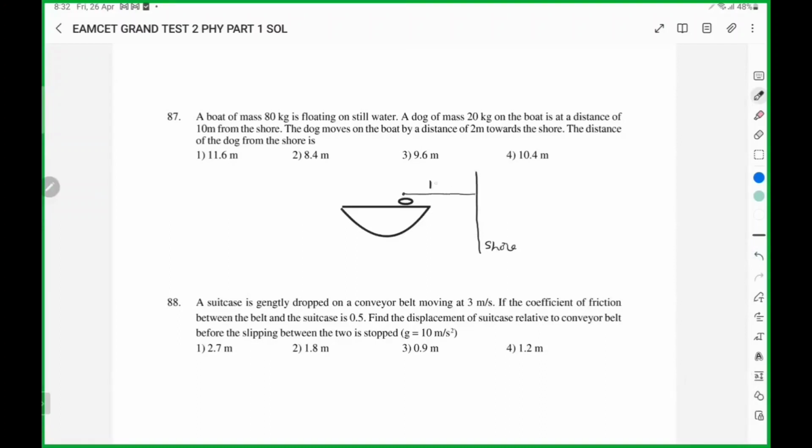So this is at 10 meters, right? The dog moves on the boat by a distance of 2 meters from the initial position. The boat, with center of mass here, has mass capital M. Let us say the dog's mass is given as 80 kg, plus 20 kg. So here, more mass is concentrated towards the right. The center of mass will be towards the heavier part. This is the position of the center of mass.